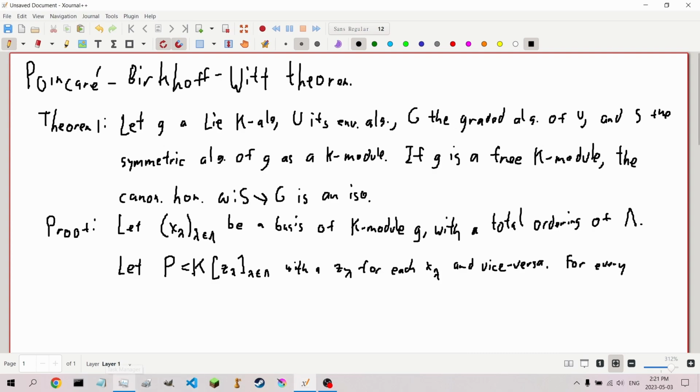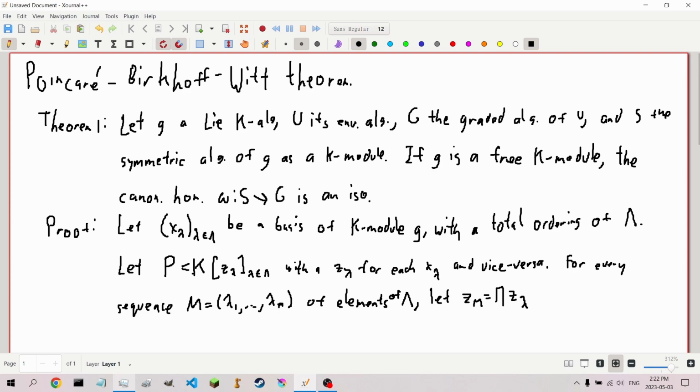For every sequence M of indices from big lambda, so these are elements of our indexing set, we're going to let Zm be the product of the associated indeterminates, and Xm be the tensor product constructed in the same way.